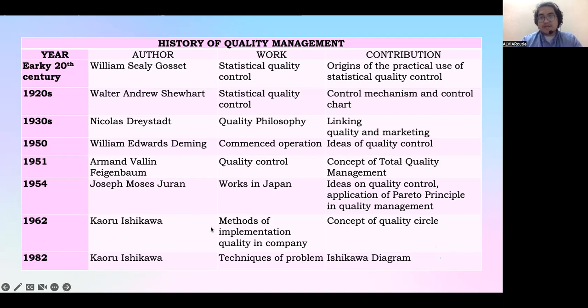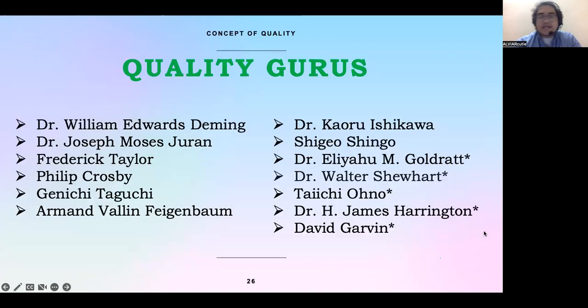Okay? So next, so far, eto yung mga 1, 2, 3, 4, 5, 6, 7, 8. Yung 8 diyan, yung walang asterisk, sila yung mga nasa libro natin. Sila yung mga quality gurus na aking na-search, na-compile. At itong may asterisk naman, ito yung mga dinagdag ko lang on my research. And yes, malaki din ang contribution nila sa quality.